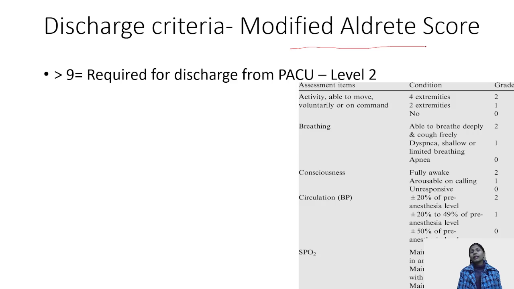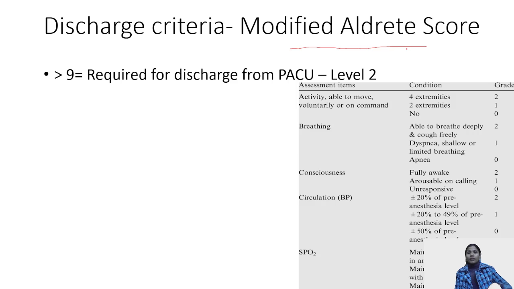See, the modified Aldrete score is generally used when we have to transfer the patient from the PACU to your ward. That is where you use the Aldrete score. It has various parameters like consciousness. You see whether the patient is conscious or not. Then breathing, whether he's breathing perfectly or not. Circulation, what about the vitals of the patient you have to see, right? Then you have to see about the movement of the patient. Is the patient able to move the limbs or not? And lastly, your saturation is seen.